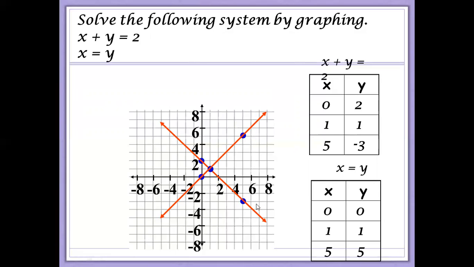After I draw the lines, they intersect at a point. This point of intersection is my solution. So the answer is x equals 1 and y equals 1.